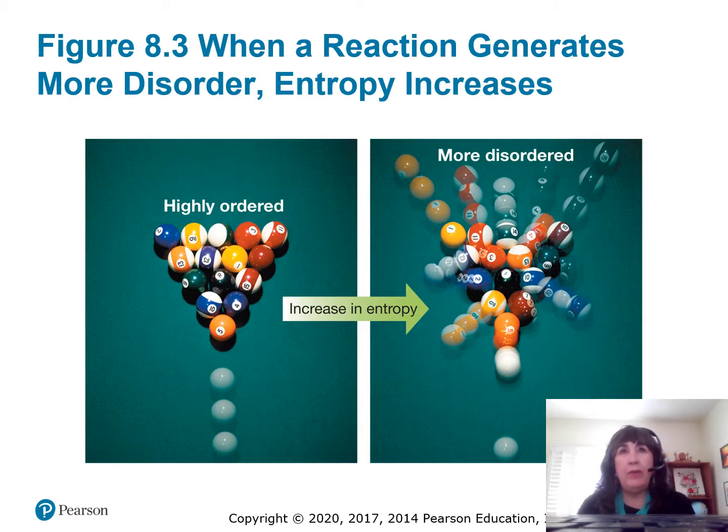Figure 8.3 shows the creation of disorder. When you see all the billiard balls together, it reminds me of a large ordered molecule. But when entropy is increased, notice all the balls are bouncing off each other. Instead of being clustered together, they become individual balls. And in this case, this reminds me of small molecules indicating greater disorder.